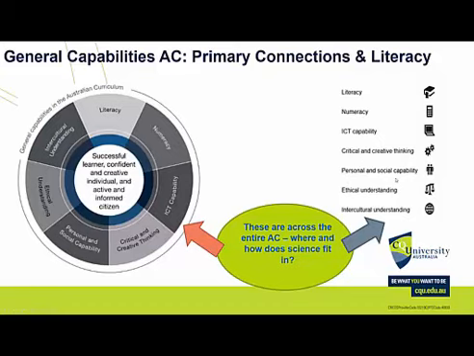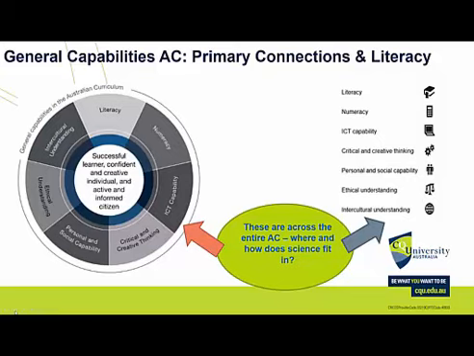Personal and social capability. Ethical understandings, intercultural understandings. If these terms don't mean anything to you, it is time to think about your generic and general capabilities. And the aim here is to develop the holistic learner, the successful learner, confident and creative individual, active and informed citizen. So it's harkening back very much to an Aristotelian view of the world, and it's the child, the student, as a citizen of a science community. And they're across the entire Australian curriculum.